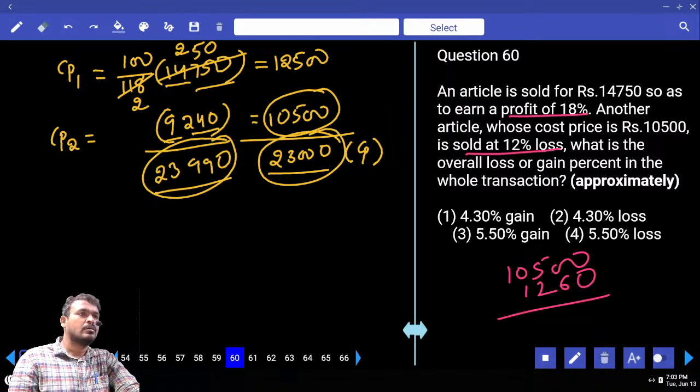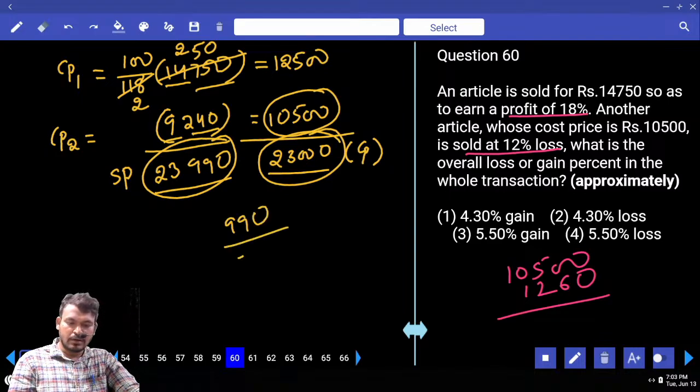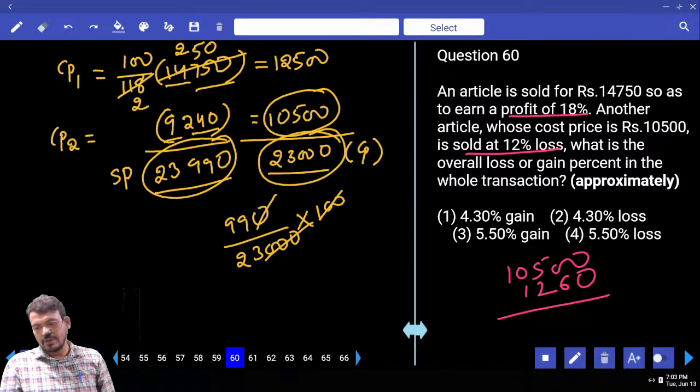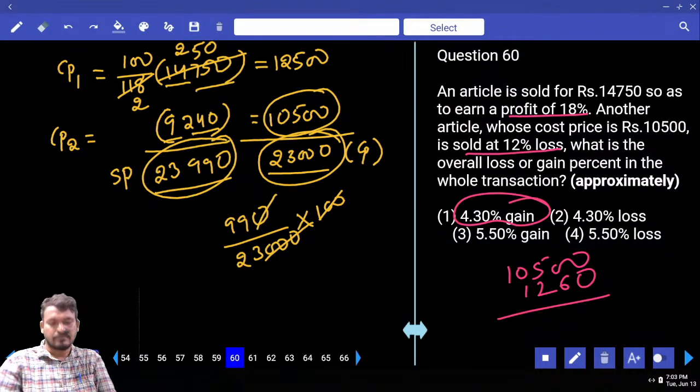23,000 is the total cost price, but we require profit or loss. Profit is how much? 990 by 23,000 into 100; the numerator's 3 zeros and denominator's 3 zeros are cancelled. 23 fours are 92, means the answer will be 4.30% gain.